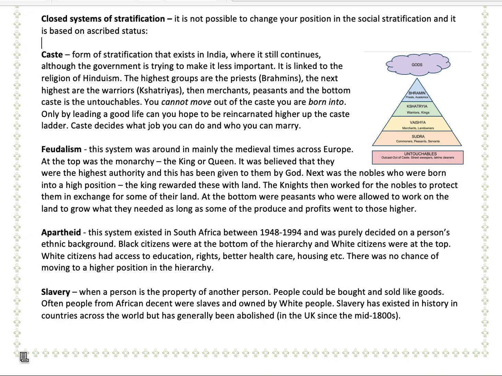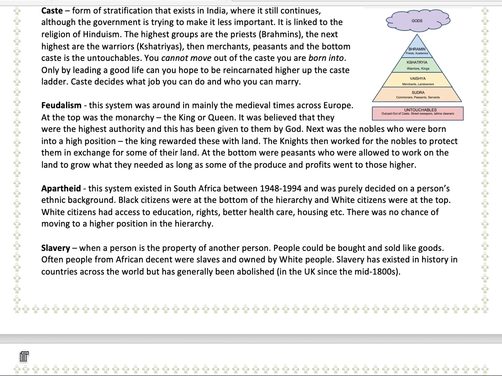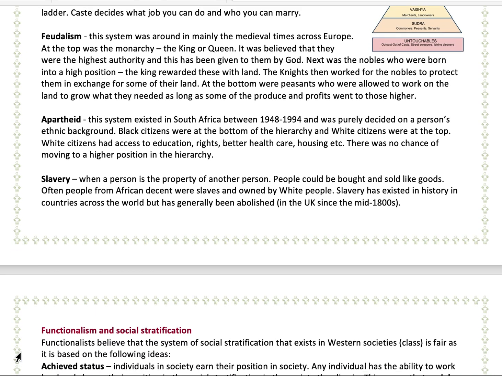You would just need to know an example of one stratification system. So you could get a 3-mark question like, explain one example of a stratification system, and you could talk about the caste system, feudalism, apartheid, slavery, etc. And then you can also state whether they're open or closed, and whether they're based on achieved or ascribed status.